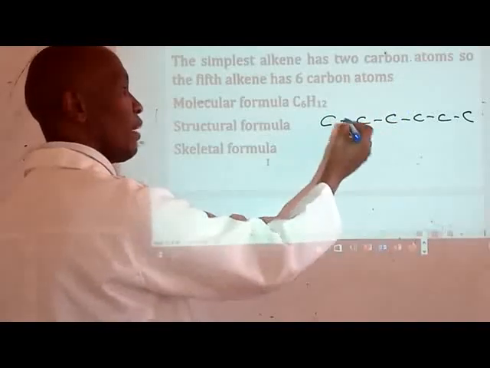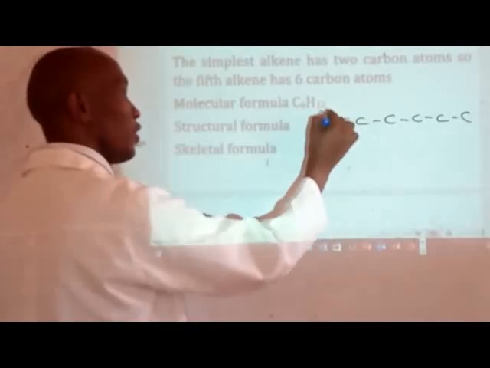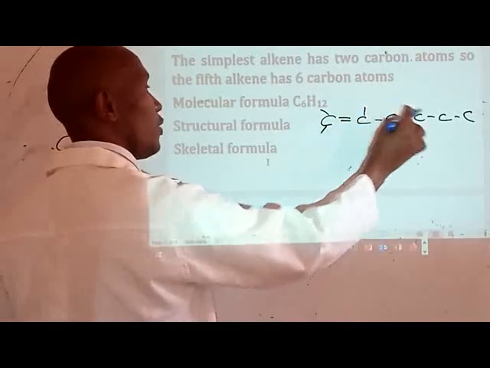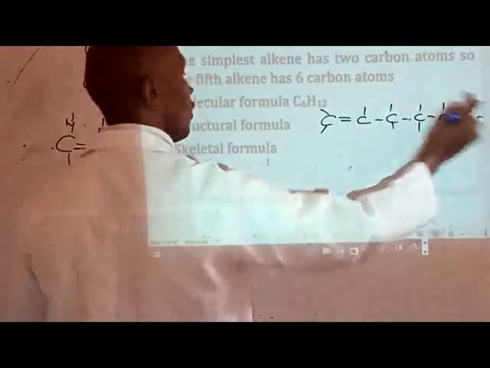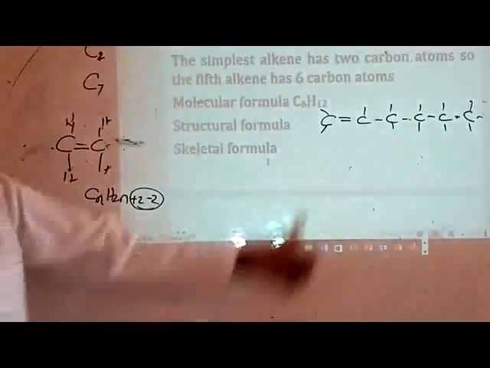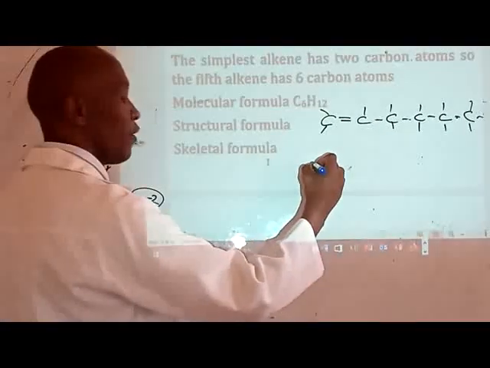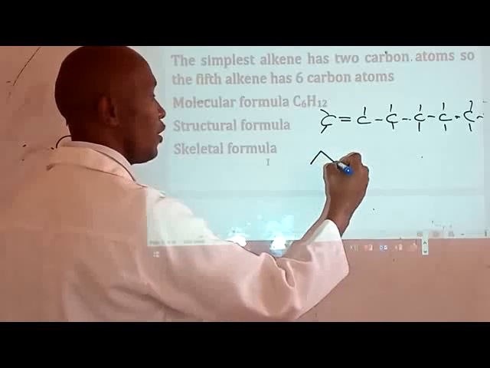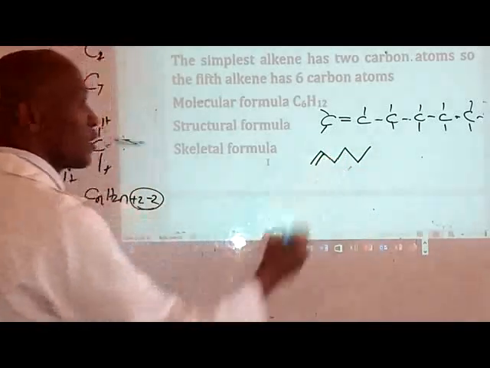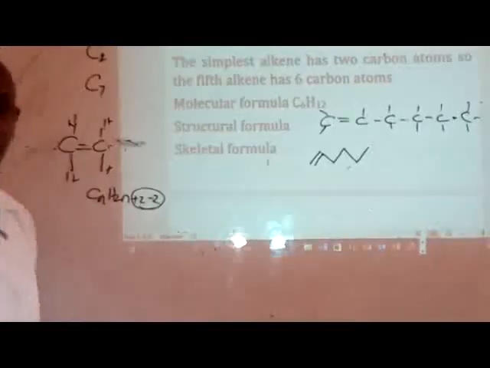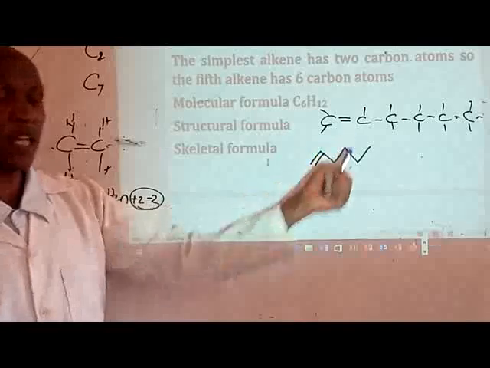Then I can put the double bond either there, I can put it anywhere. Then the hydrogens, 1, 2, 3, 4 on each carbon. Don't get into the bad habit of not putting the hydrogens. I want to do the skeletal formula. 1, 2, 3, 4, 5, 6. Then the double bond is right there between the first and the second carbon atom, and that will be hexene.